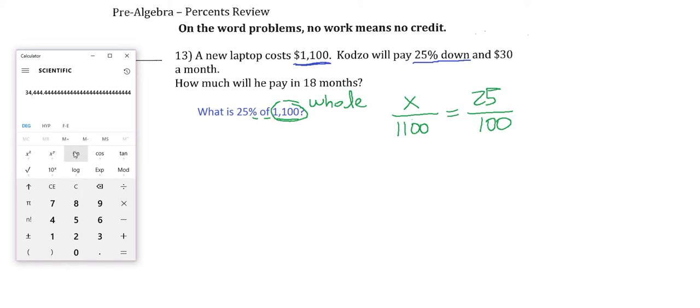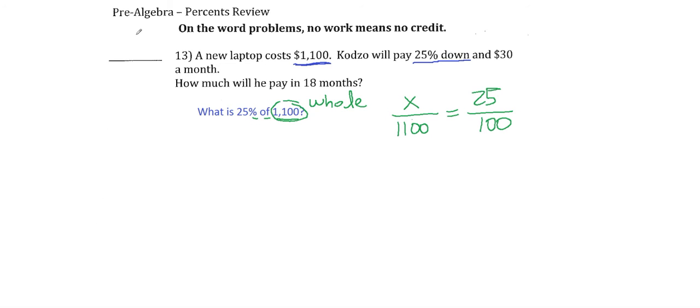So again, calculator's going to come to the rescue. Clear that out. So we're going to do 1,100 times 25 and then divide by 100. Okay, so the down payment is $275. And let's type that in here. So down payment is $275.